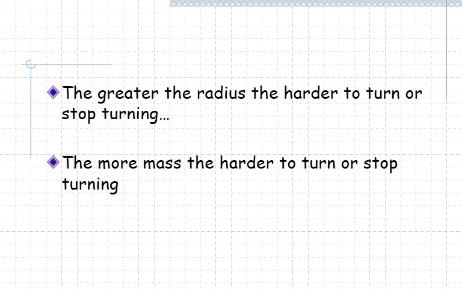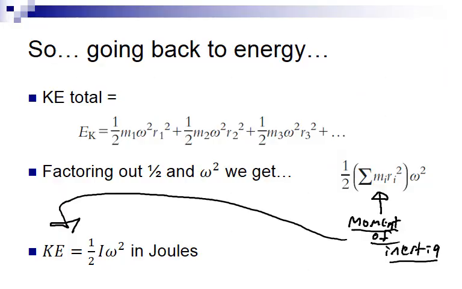And so in general, these are our two principles here. The greater the radius, the harder it is to turn or stop turning. The more mass you have, the harder it is to turn or stop turning. And that's directly integrated within moment of inertia. So to recap, when we're talking about energy, we have the moment of inertia instead of mass. So kinetic energy rotational, EK, is 1/2 I omega squared, instead of v squared.